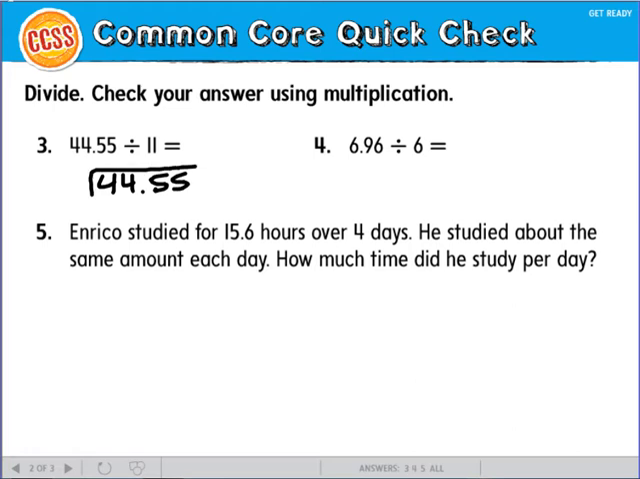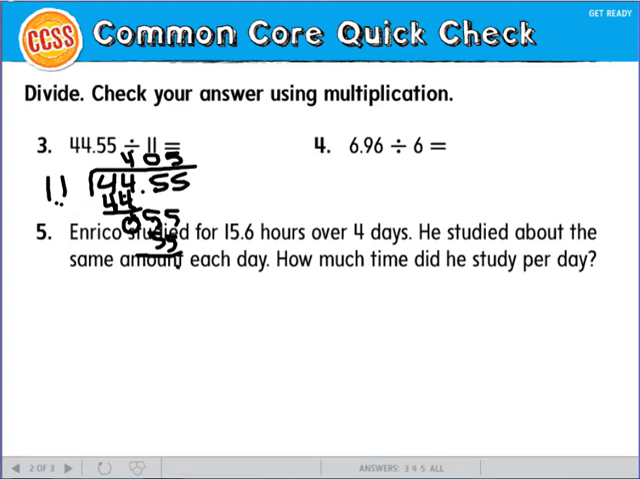44.55 divided by 11. Okay, so can 4 be divided by 11? No. 44 divided by 11? Yes. That's 4. So that's 44. Well, it's not. We need to write 0. So I bring down my 5. Can 5 be divided by 11? No. So what goes up here? 0. So I bring down my other 5. 55 divided by 11? What is it? 5. 5 times 11 is 55.